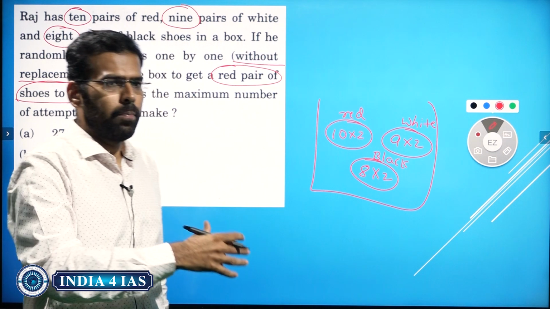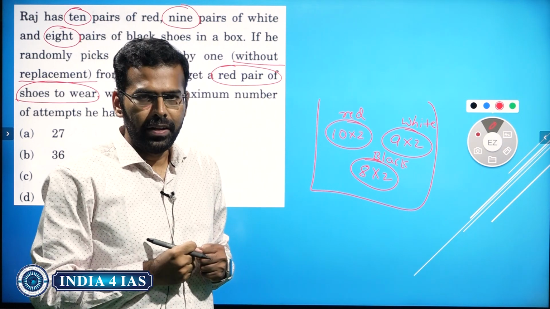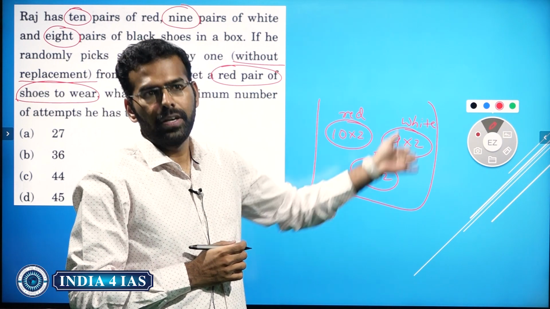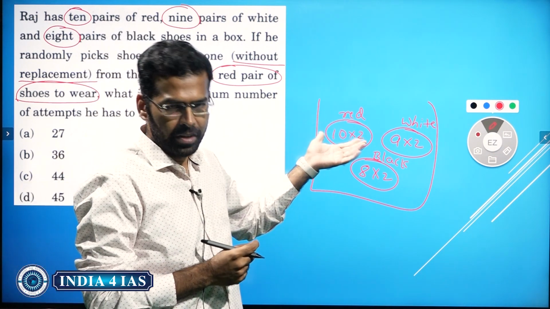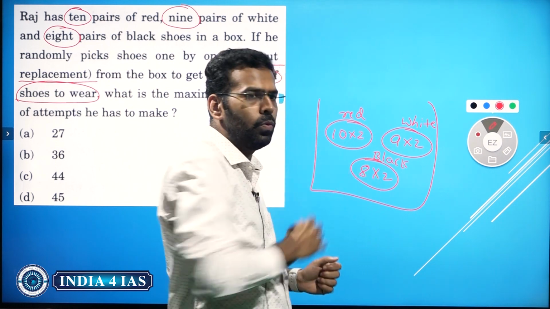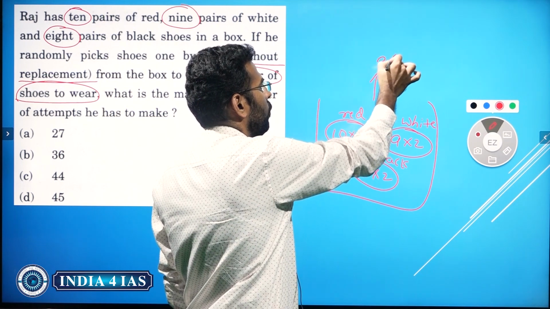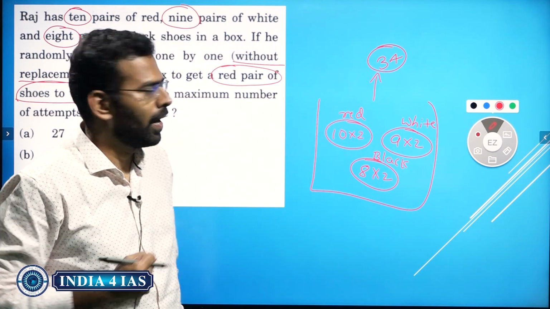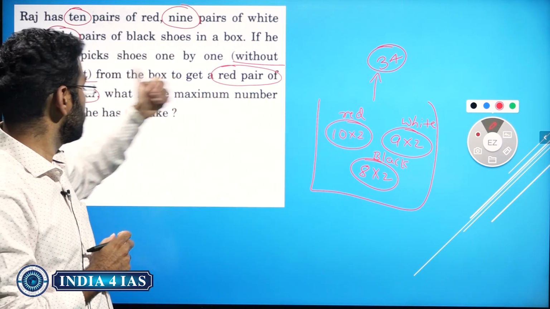Now, you are blindly picking up the shoes. When you pick blindly, you are not sure until your white and black are completely taken away. Correct? That means to be sure that you are getting the red shoes is when you take up all these, 9 into 2, 18, plus 8 into 2, 16. So until and unless you take out 34 shoes of these two, white and black, you will not be sure whether you're getting red or not, when you're picking up blindly. Okay, but normally questions will be like this. But here he is saying a pair of red shoes to wear.